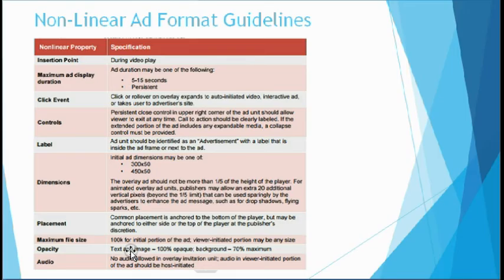Maximum file size: most of the time we are using a static image banner. So 100K is for the initial portion of the ad, and for the viewer-initiated portion, that means if it is an expanded banner, then it can be of any size. Text and opacity: text and image 100% opaque and background 70% maximum. So the advertiser can also decide whether the image banner is transparent or not, because in case he wants the banner to be transparent, we can change the setting.